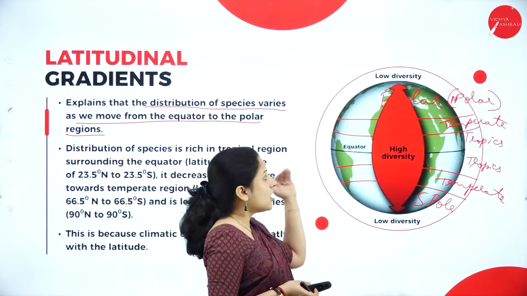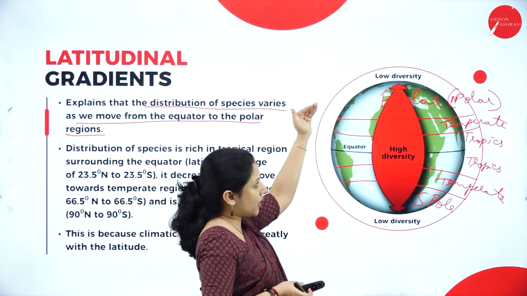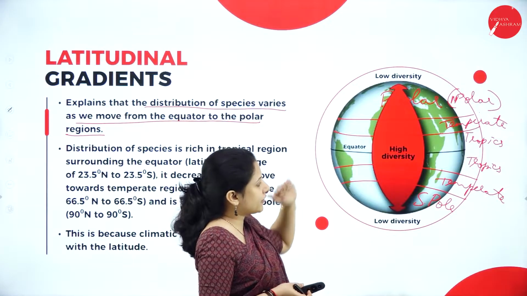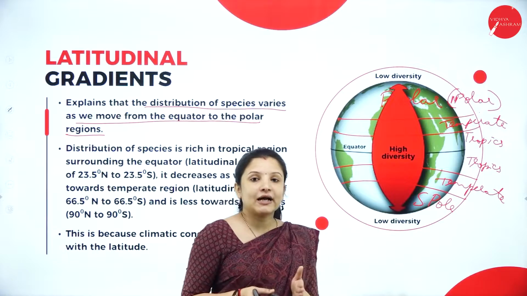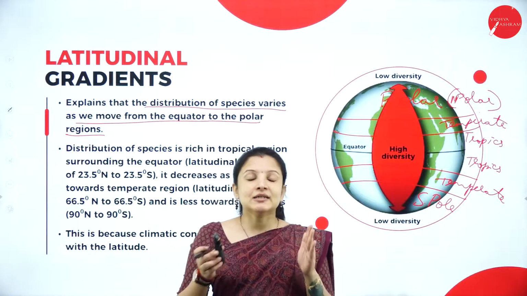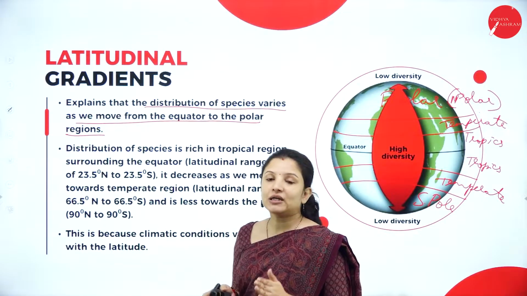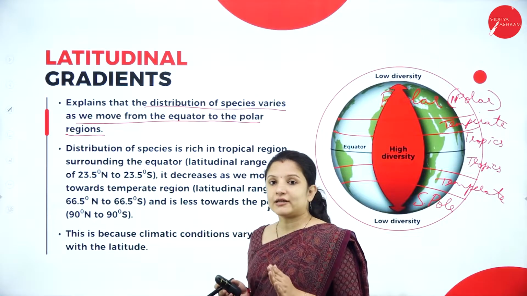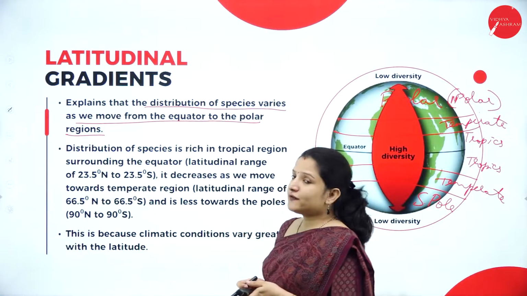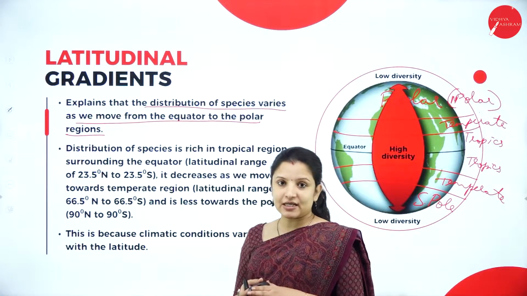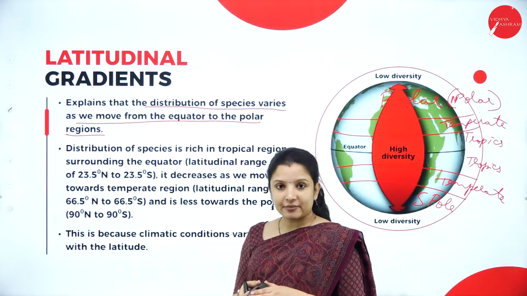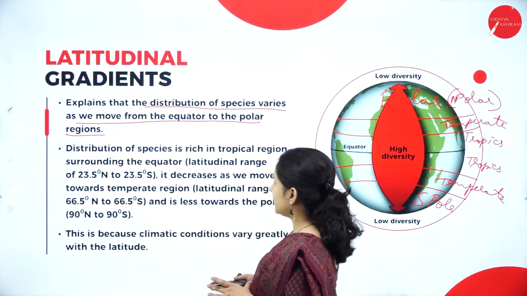So that is how, as we move from the equator towards the North Pole and towards the South Pole, the diversity of the species tends to vary. That is nothing but latitudinal gradation or latitudinal gradient. So therefore, species diversity, or biodiversity, can be studied based on this latitudinal gradient.